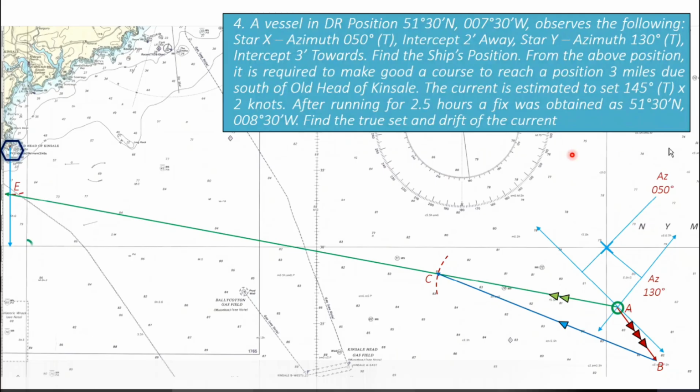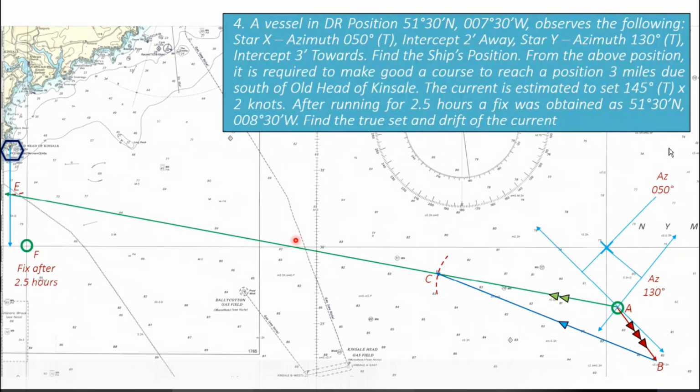Let's mark it on the chart. Now this position comes to be here in this location. That's 5130 north and 00830 degrees west. So this is our fix. Let's name this as point F, and this is the fix obtained after 2.5 hours.